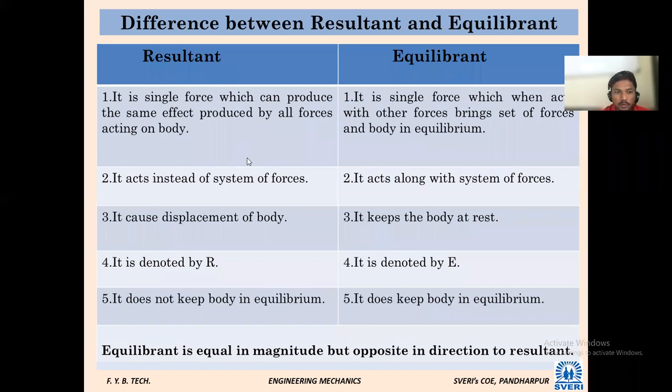The resultant represents a system of forces, or a number of forces acting in a system. The equilibrant is opposite to whatever number of forces, or we can say opposite to the resultant, so that the body remains at its position. Displacement happens due to the resultant, whereas due to the equilibrant the body remains at its own position, at rest or stationary. Resultant is denoted by R, equilibrant by E. The resultant does not keep the body in equilibrium, but the equilibrant keeps the body in equilibrium.